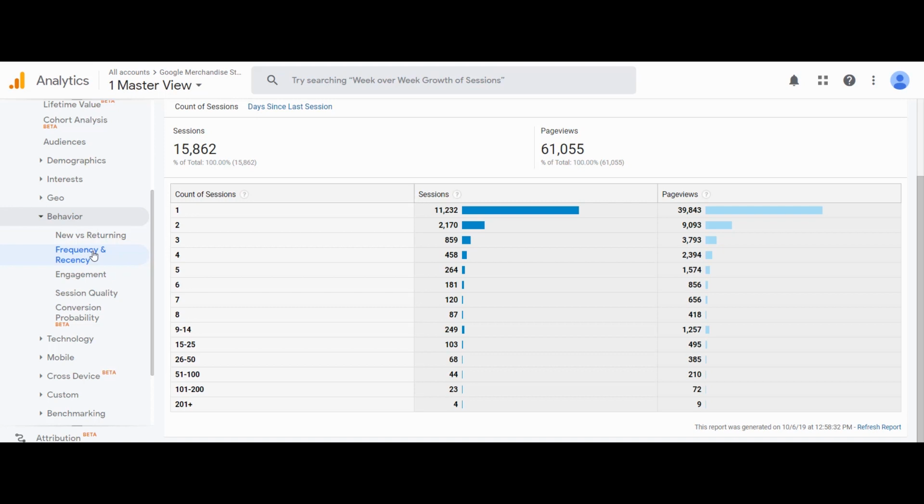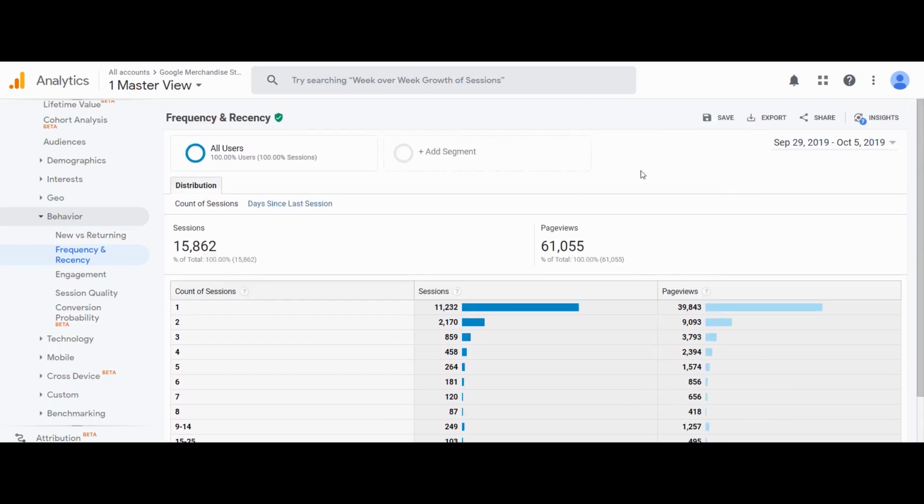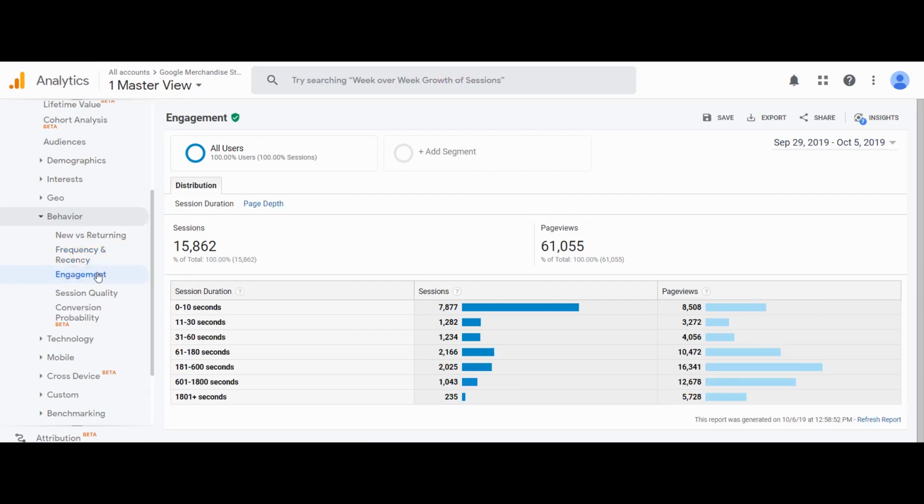Next, we have the frequency and recency. In Google Analytics, frequency refers to how often a visitor returns to your site within a time frame. Recency refers to the length of time, usually in days, since a specific visitor last came to your site. I will explain this concept in detail in a separate video.